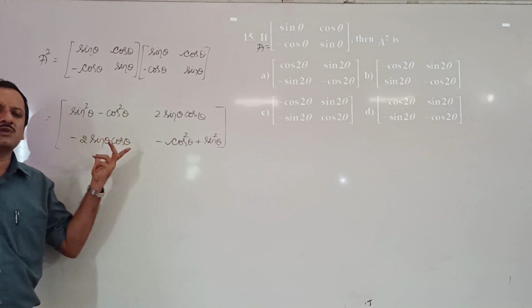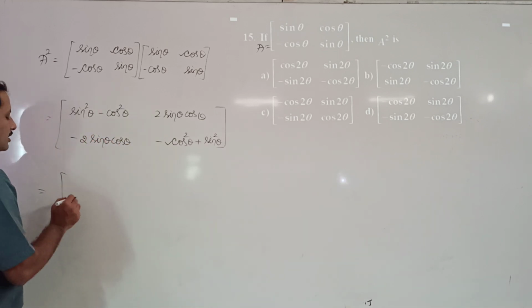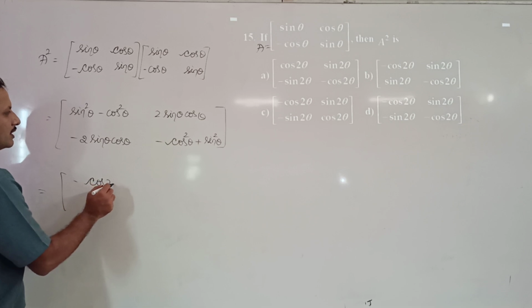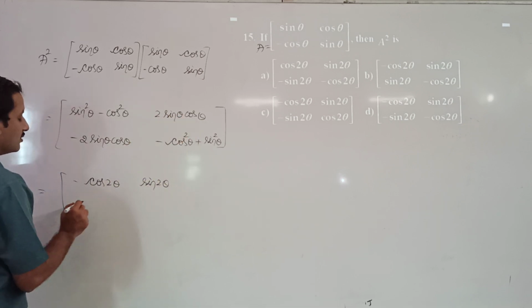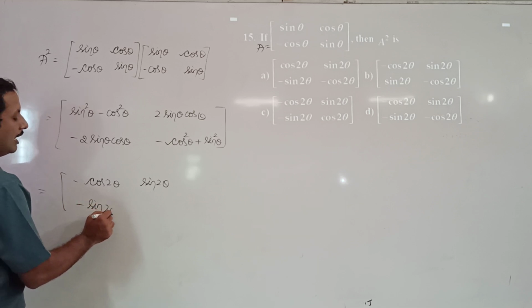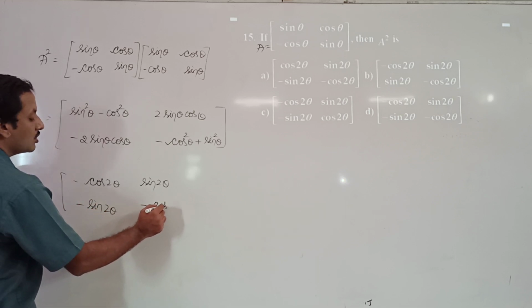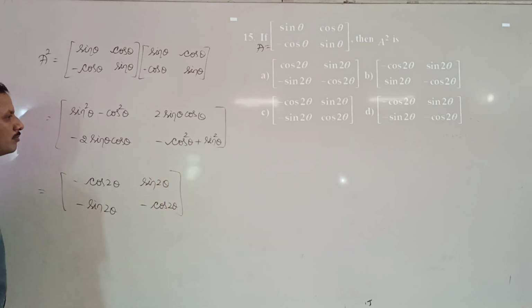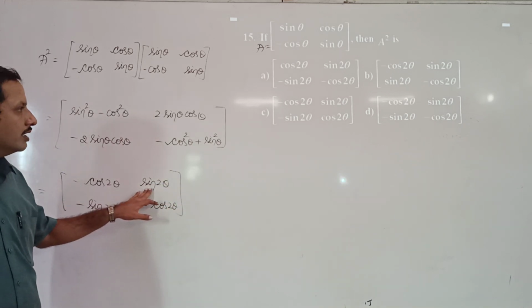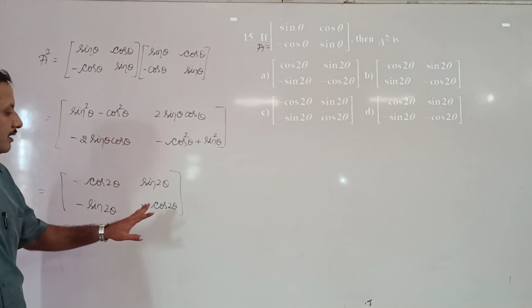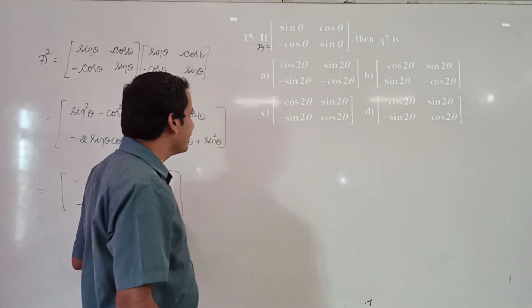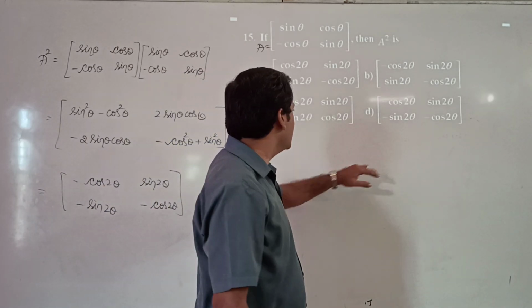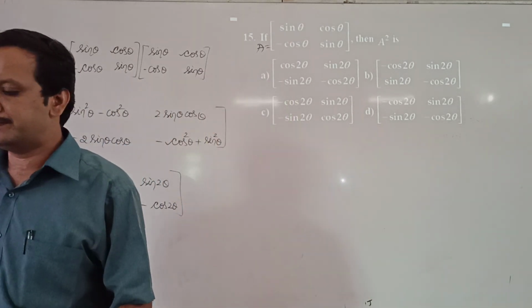Cos square theta minus sin square theta is nothing but cos 2 theta, so this will become minus cos 2 theta. 2 sin theta cos theta is sin 2 theta. Similarly, this will become minus sin 2 theta and this will become minus cos 2 theta. So we have minus cos 2 theta, sin 2 theta, minus sin 2 theta and minus cos 2 theta. All the options look very similar. Yes, option D is the right answer.